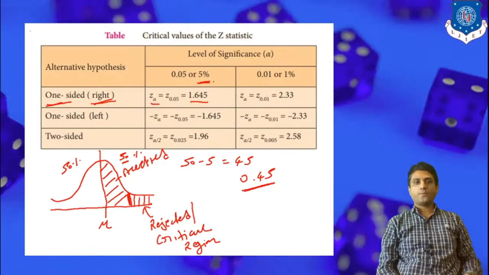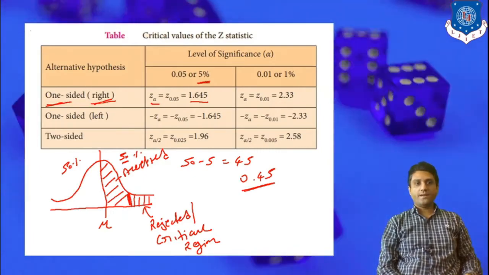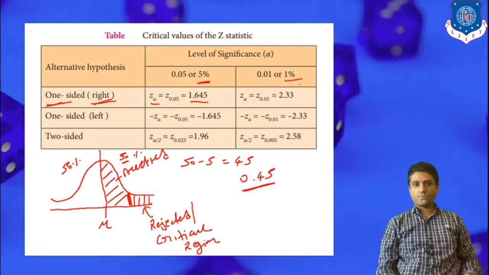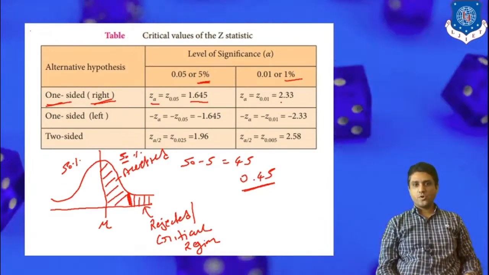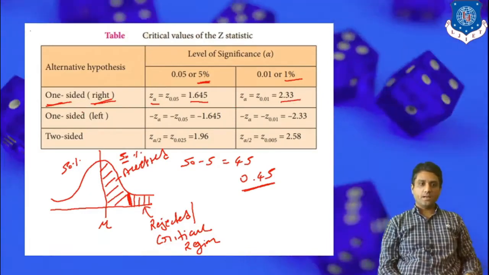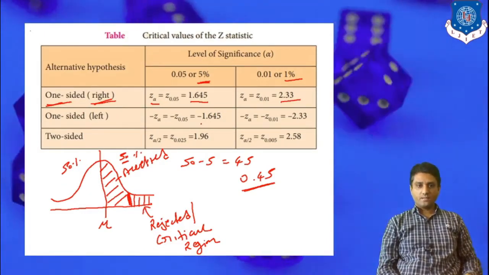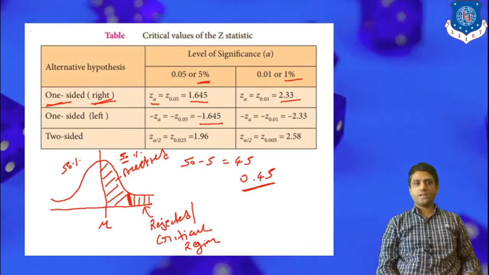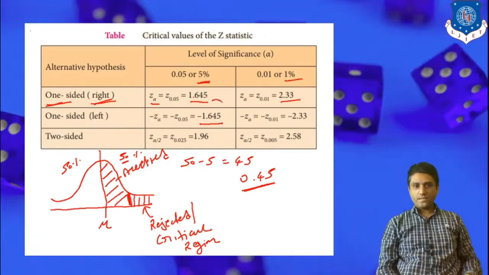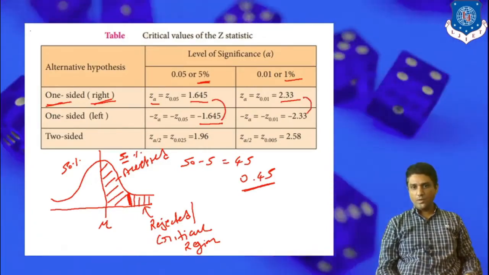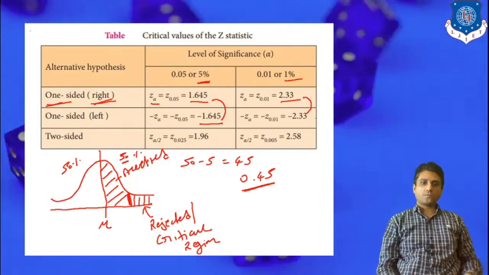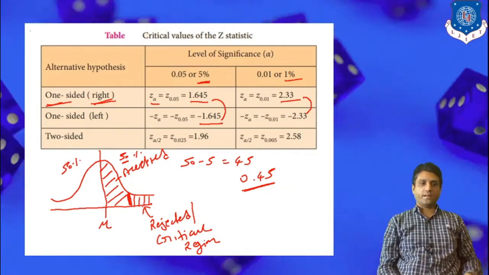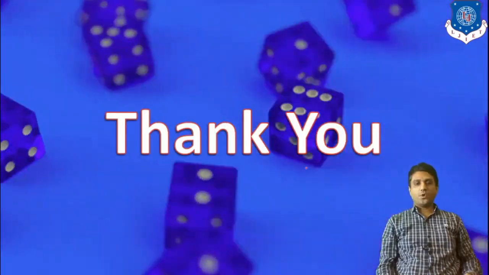That is when we consider a 5% level of significance and a one-sided right test. Same thing, for a 1% level of significance and a right-sided test, you obtain 2.33. Similarly, for one-sided left, you obtain negative 1.645. Remember, the Z distribution is symmetric, so both values are identical in magnitude. Again, these two values are identical. So we have explained how we can obtain all these critical values, as well as the critical region. Thank you so much for paying attention.